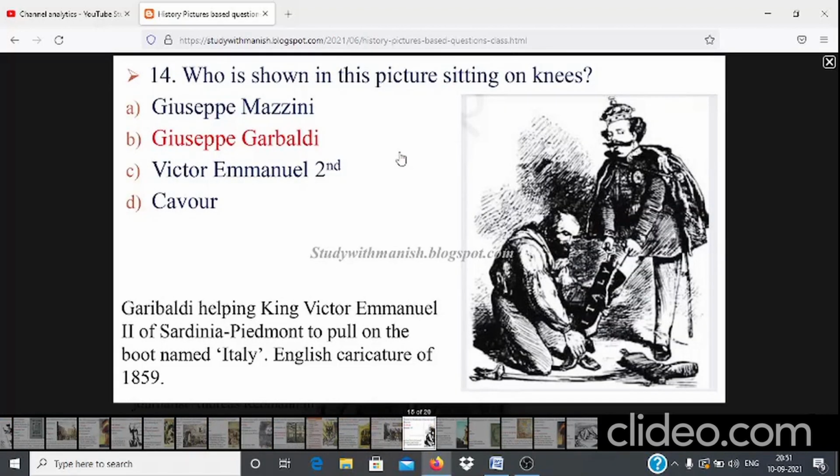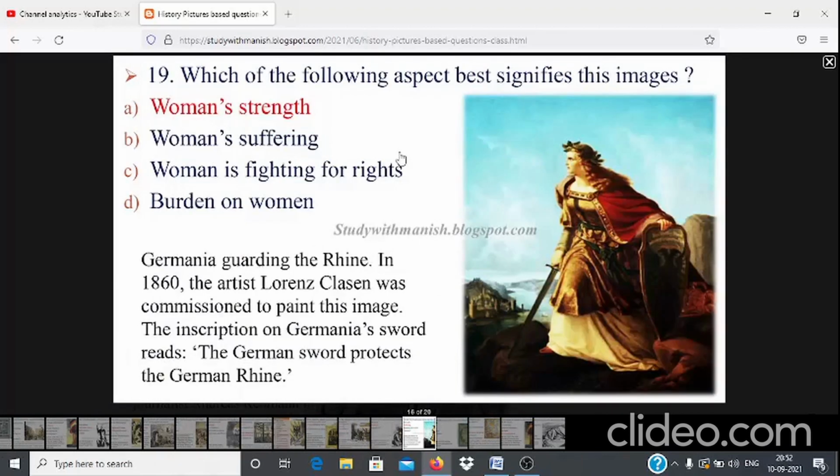Question number 14. Who is shown in this picture sitting on his knees? Options are A. Giuseppe Mazzini, B. Giuseppe Garibaldi, C. Victor Emmanuel II, and D. Cavour. And the answer is Giuseppe Garibaldi.